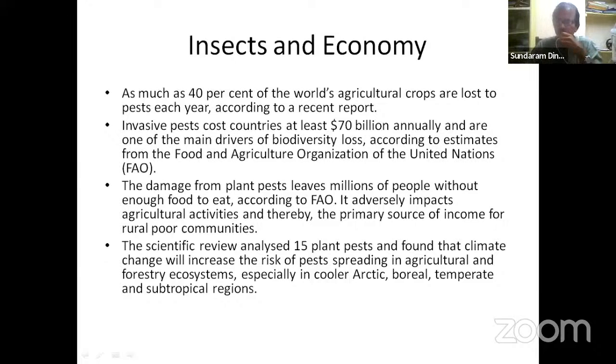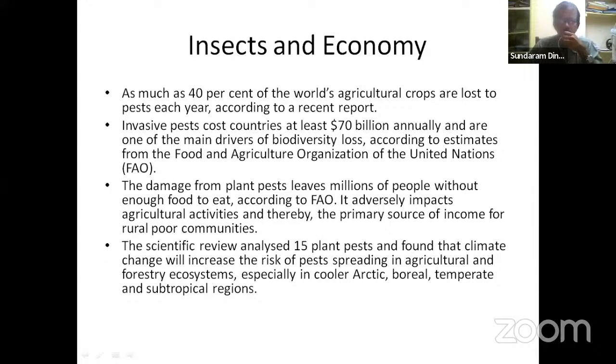The damage from plant pests leaves millions of people without enough food to eat. You know that in India itself, about 30 million people go without food every day. Of course, there is another system, the PDS, public distribution system, where stored pests cause a lot of damage to the stored grains, and thereby people are forced into starvation. So we must correlate the production of grains and the reaching of grains to the stakeholders. We must consider how economic loss is incurred by the system.